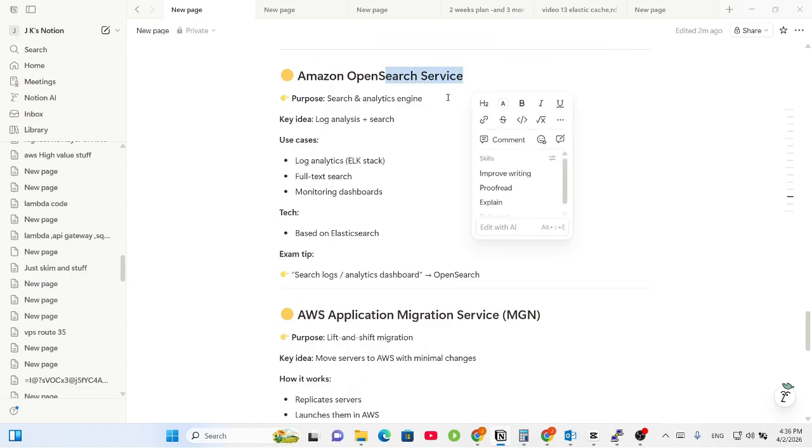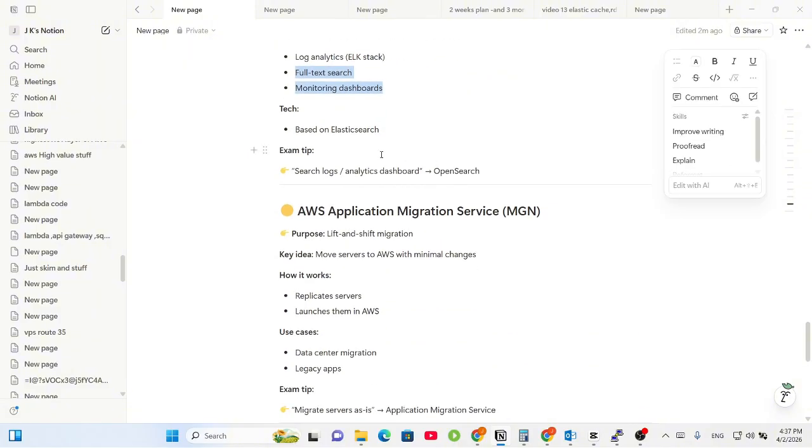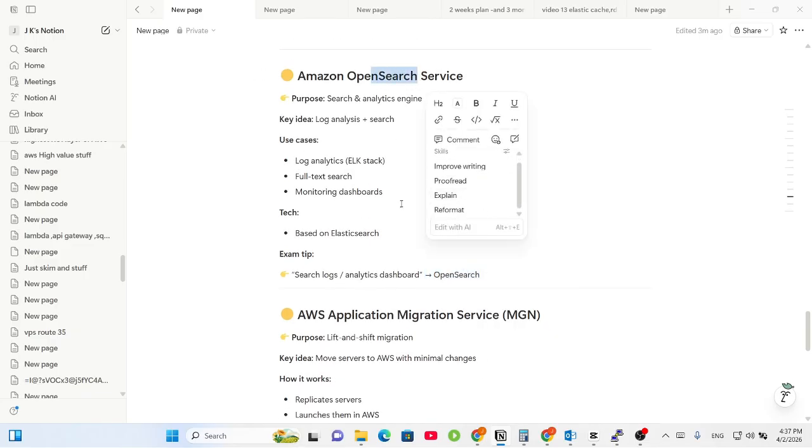Amazon OpenSearch Service, search and analytics engine, log analysis and search, basically log analytics from the ELK stack or full text search and stuff like that. Search, log analytics, dashboards, basically. That's what OpenSearch Service is.